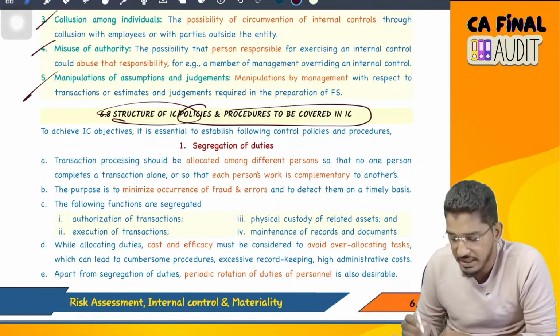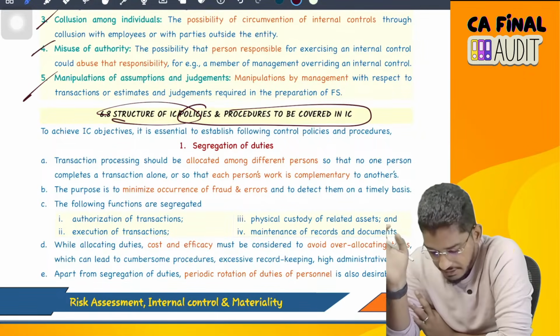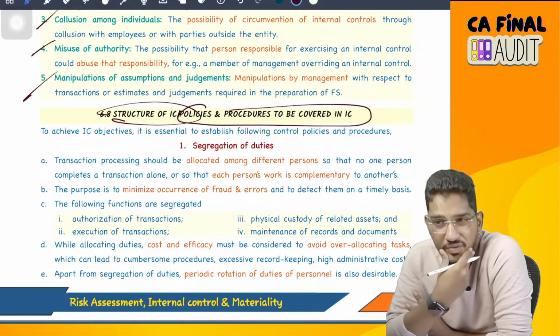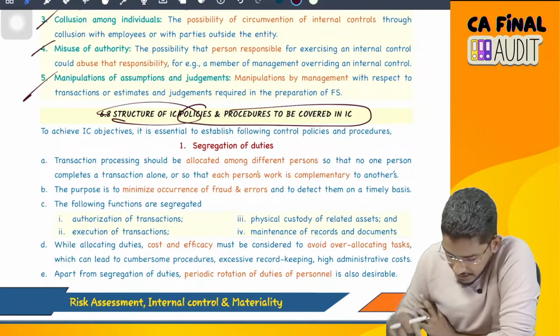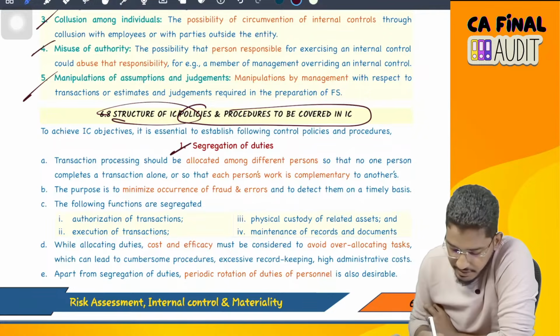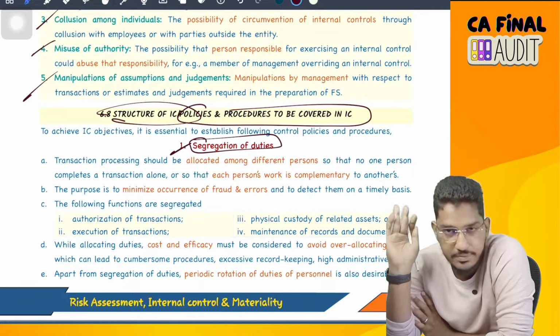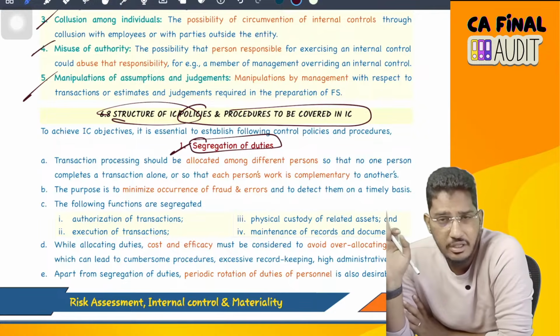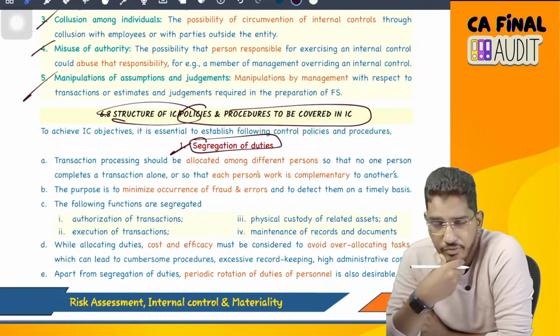Then we have one broader question which is talking about what is the structure of internal control, or what policies and procedures must be covered in the internal controls. This I will tell you in brief. Generally, when I say internal control, what do we generally expect? One of the most common policies which will be there in every internal control is segregation of duties. So what is segregation of duties?